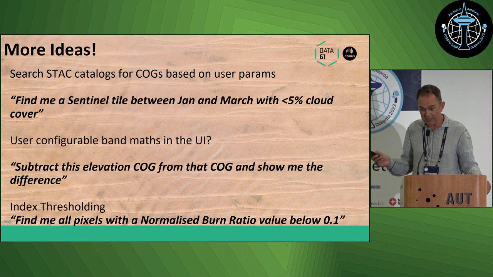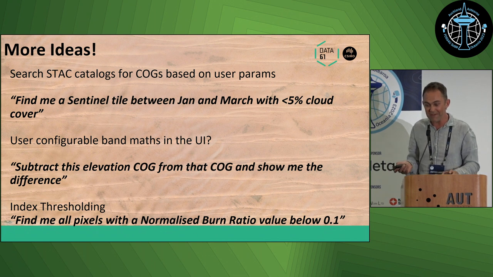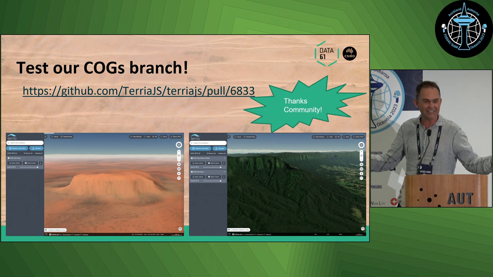So some other ideas going forward is STAC search: find me a Sentinel tile between January and March with less than 5% cloud cover and drop it on the map, or configurable band maths in the UI. These ideas anyway. And you can test our branch.